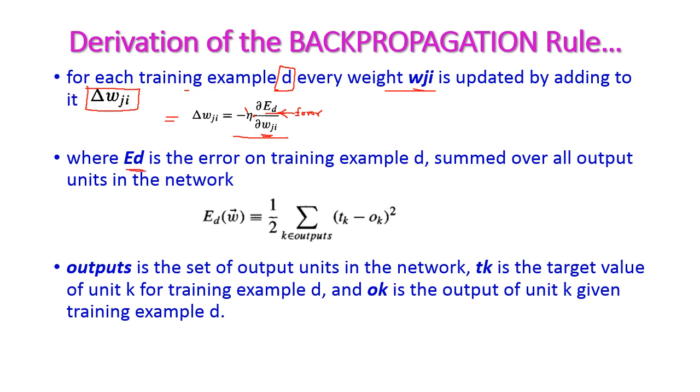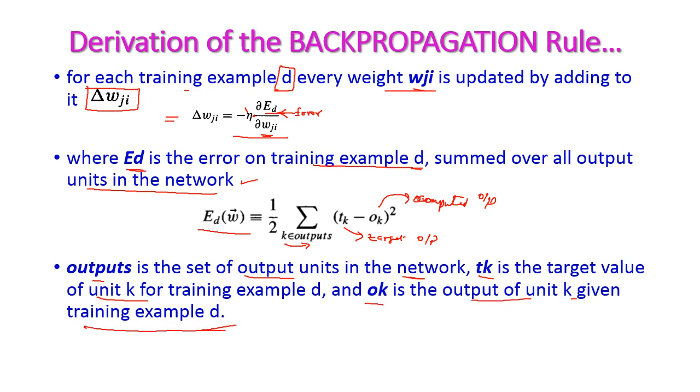Here Ed is the error on the training example D, summed over all the output units in the network. Ed with respect to w is equal to half of the sum over k belongs to outputs of (Tk minus Ok) whole square. Tk is the target output, Ok is the computed output. Here outputs is the set of output units in the network, Tk is the target value of unit k and Ok is the output of unit k given the training example D.